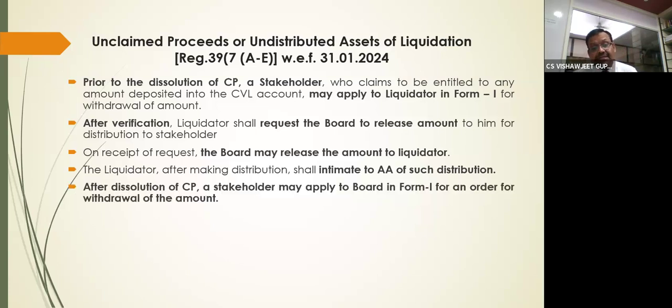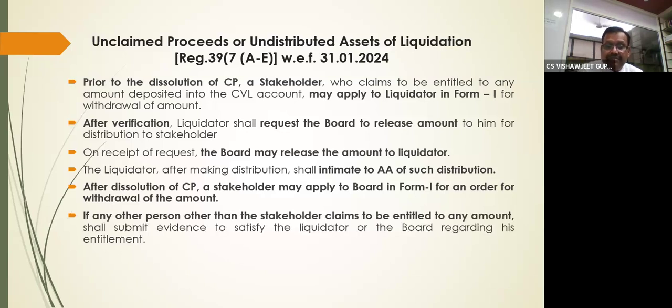After dissolution of CP, a stakeholder may apply to the Board in Form I for an order for withdrawal of the amount. Now, in case prior to the dissolution of CP, the stakeholder will apply to the liquidator. But after the dissolution of CP, the stakeholder may apply to the Board directly. He will not come to the liquidator because the liquidator's role has gone. So after the dissolution of CP, the stakeholder may apply to the Board in the same Form I for an order for withdrawal of the amount.